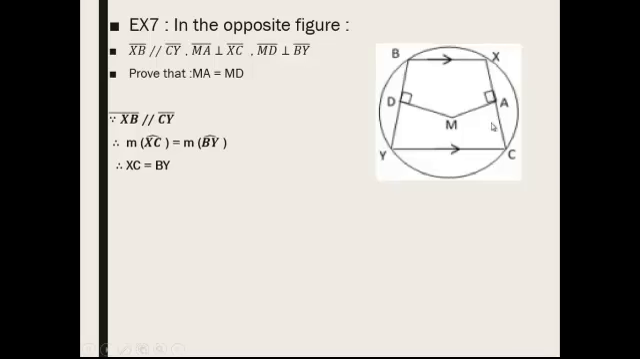I have MA perpendicular to XC and MD perpendicular to BY, and I have perpendicular distances. Since the two chords are equal, they are equidistant from the center, therefore MA equals MD.